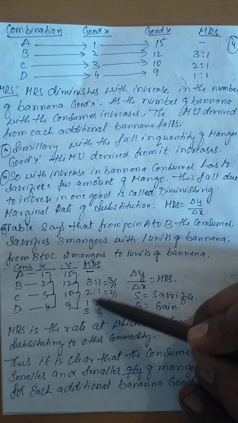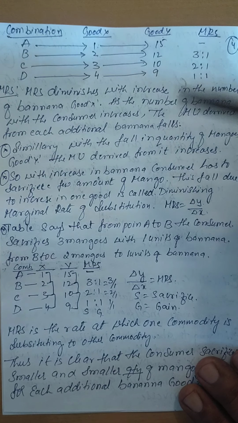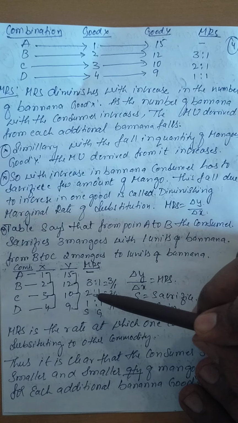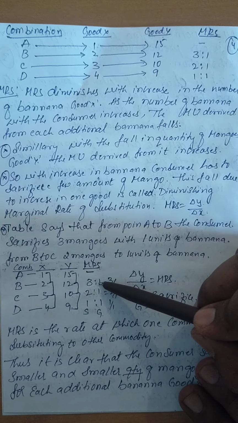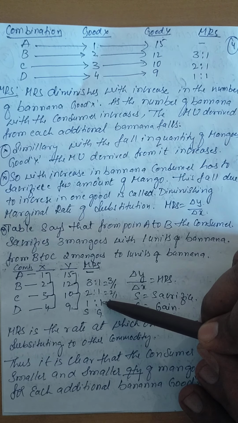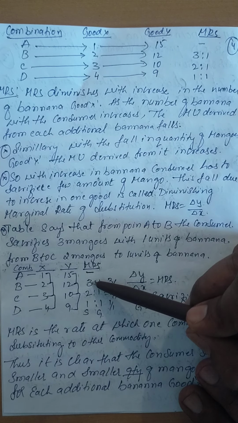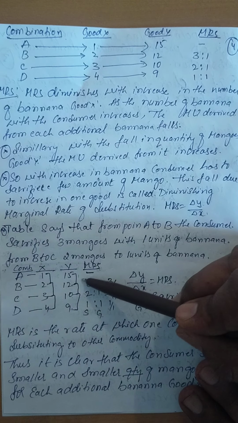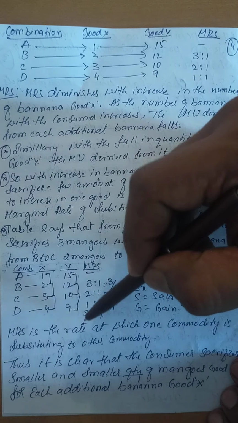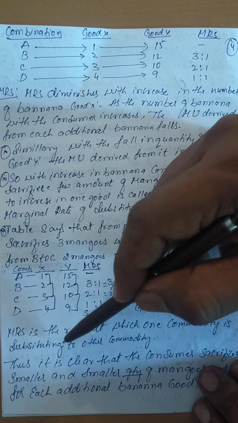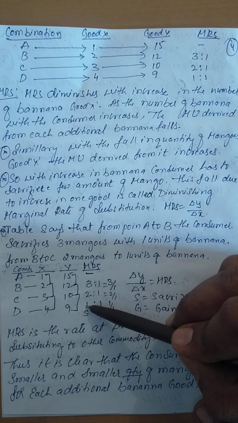So every single good is being sacrificed, which is what? Mango is being sacrificed. How much? 3 units of sacrificing is taking place, 2 units of sacrificing is taking place, 1 unit of sacrificing is taking place for every single unit of what? Addition of banana. Okay, for every single unit of addition of banana, so many units of sacrificing take place. Hence it is called an indifference curve. So MRS is the rate at which one commodity is substituting for the other. Isn't it? This is substituting for this, this for this, and this for this.